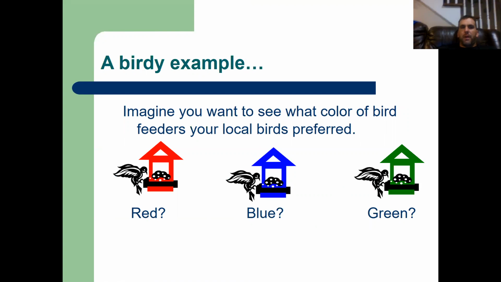An example, imagine you want to see what color of bird feeders your local birds prefer. The independent variable there would be the color of the feeder. The dependent variable would be what you would measure, and that would be the amount of bird food that was eaten. Constants would need to be the locations of the bird feeder, and then the same type of bird food, feed them the same type of day. You can have a lot of constants, and then the control in this would be a little bit harder to pick out, but what would be the normal color bird feeder? Okay, so whatever color is just your normal bird feeder.